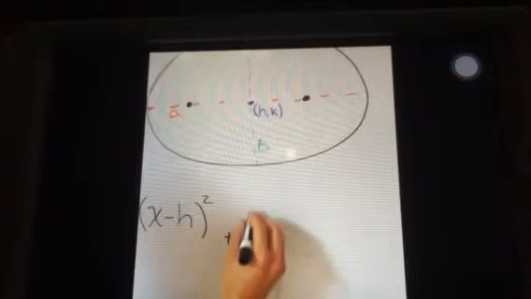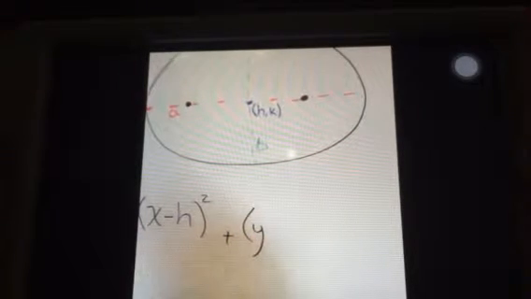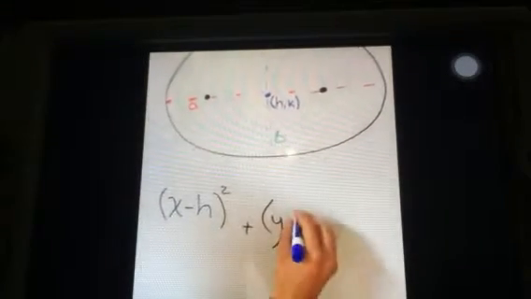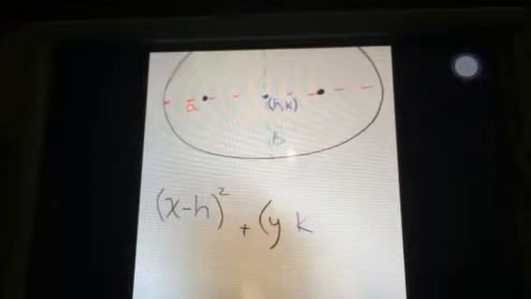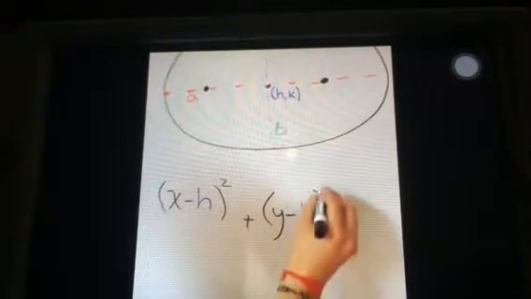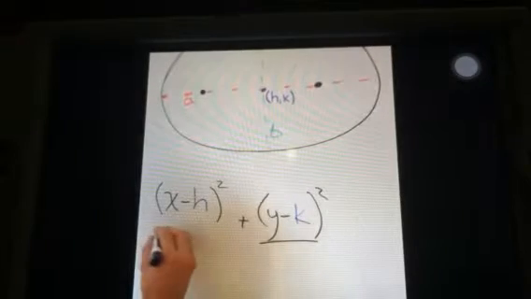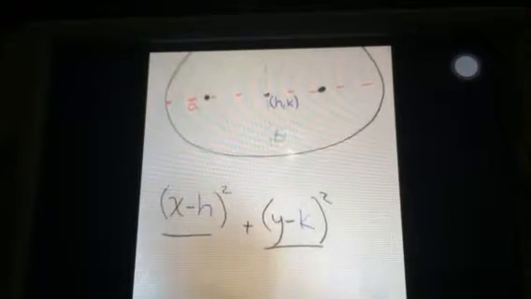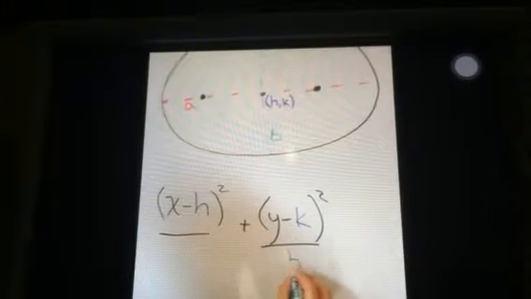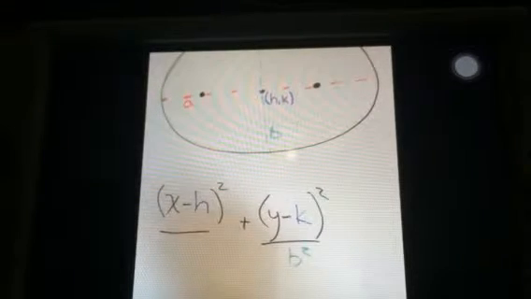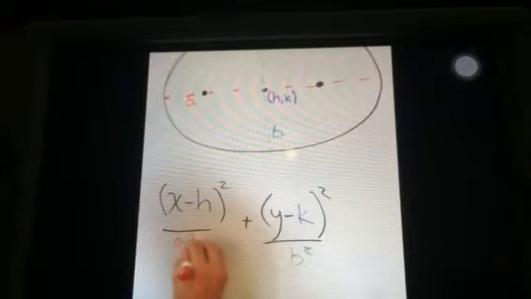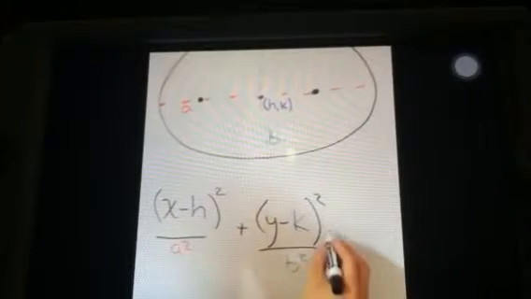The equation for an ellipse with center (h, k) is as follows: (x minus the h value) squared plus (y minus the k value) squared, with the x value being divided by the major axis squared and the y value being divided by the minor axis squared, which is all equal to 1.